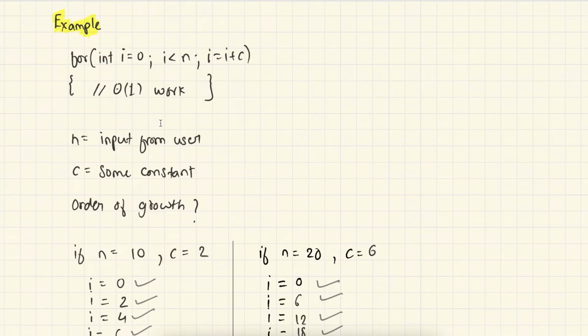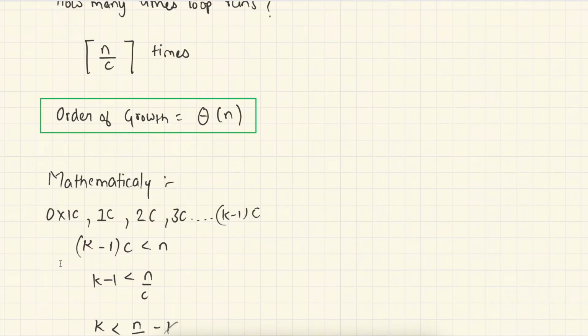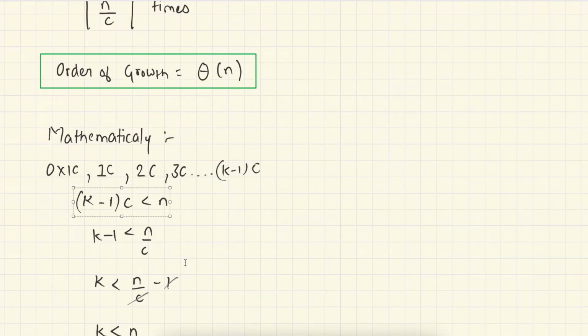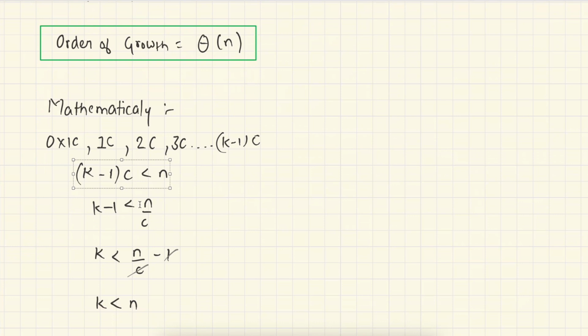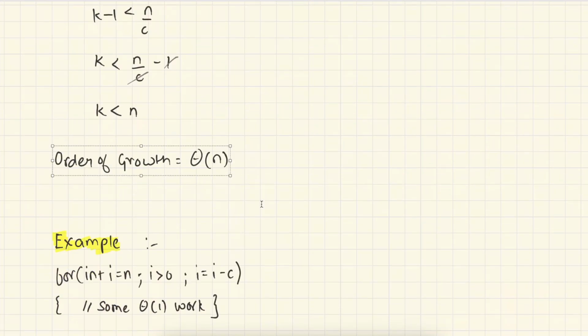So this is our termination condition, right? See, here you can see that when i is no longer less than n, we terminate this loop, or our execution stops here. So this last term is going to be less than n. So we can write (k minus 1) times c less than n, and after solving this we get k equal to n. We are cancelling out the 1 and c because we are not interested in lower order terms. So we can say that the order of growth of this for loop is going to be theta of n. Okay, let's move on to the next example.